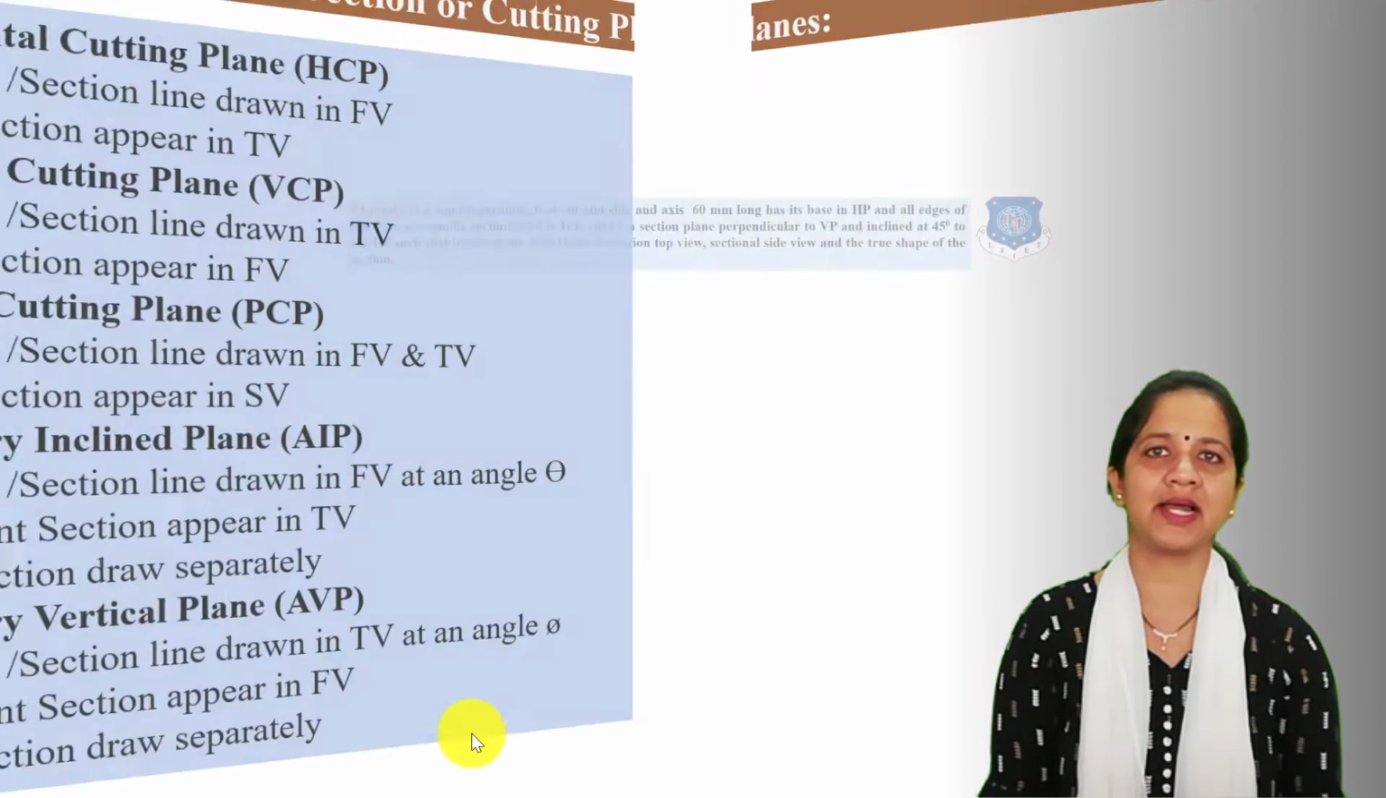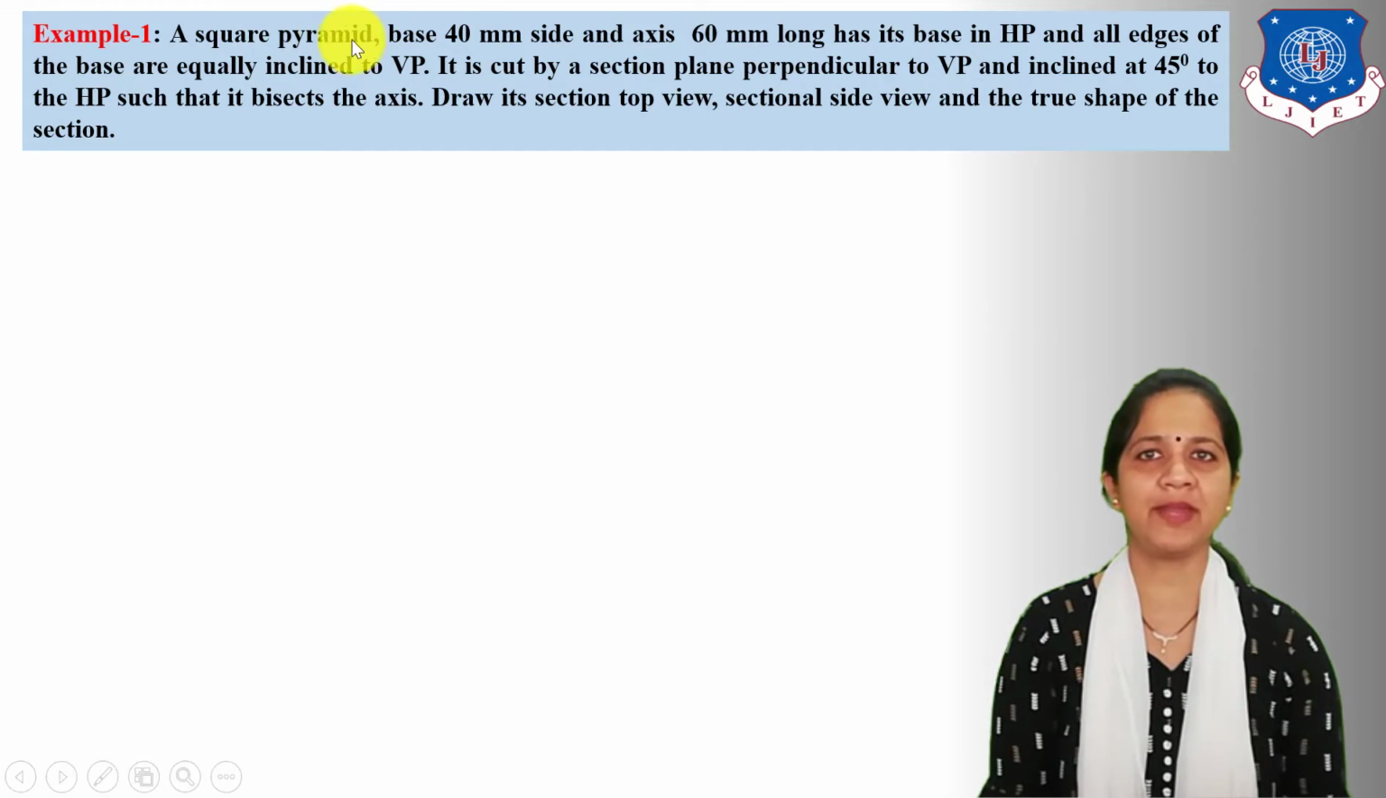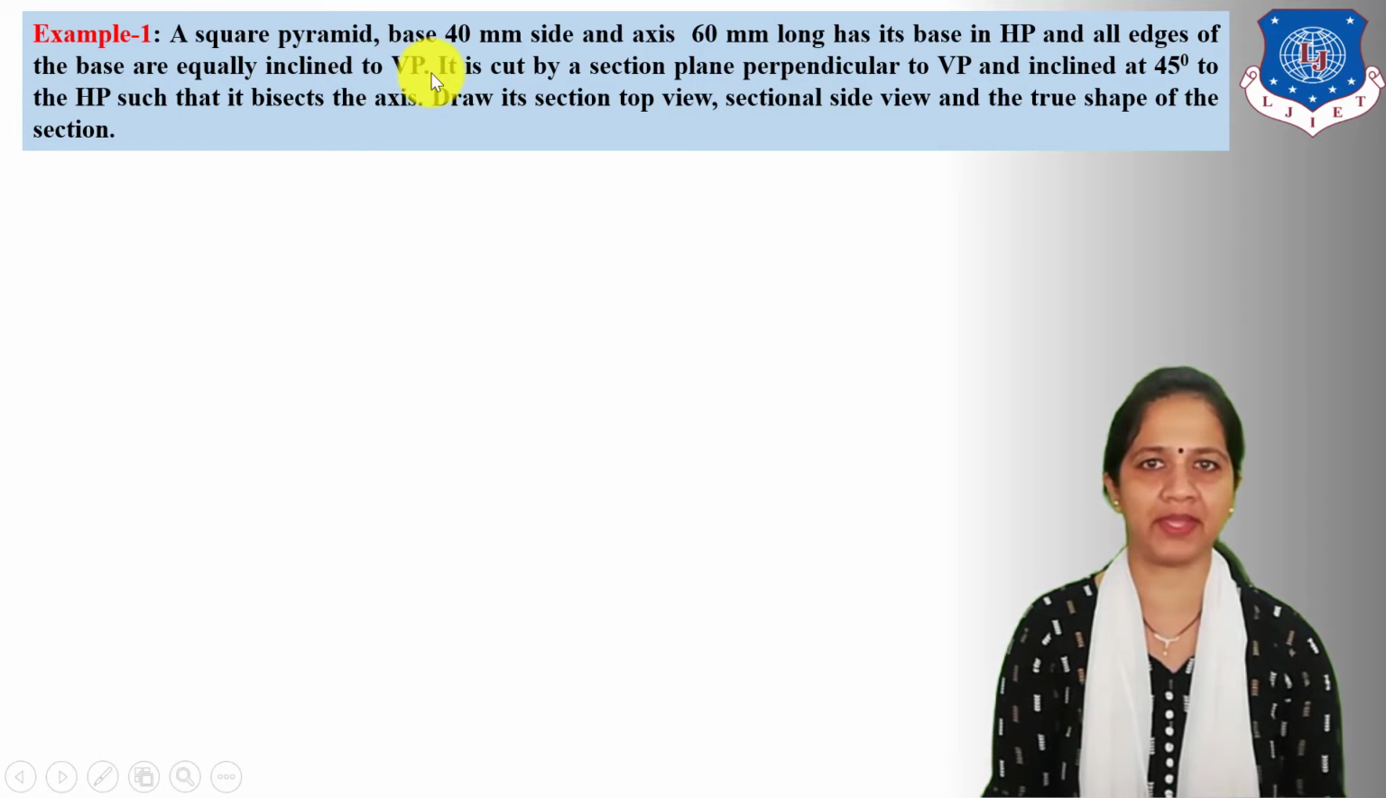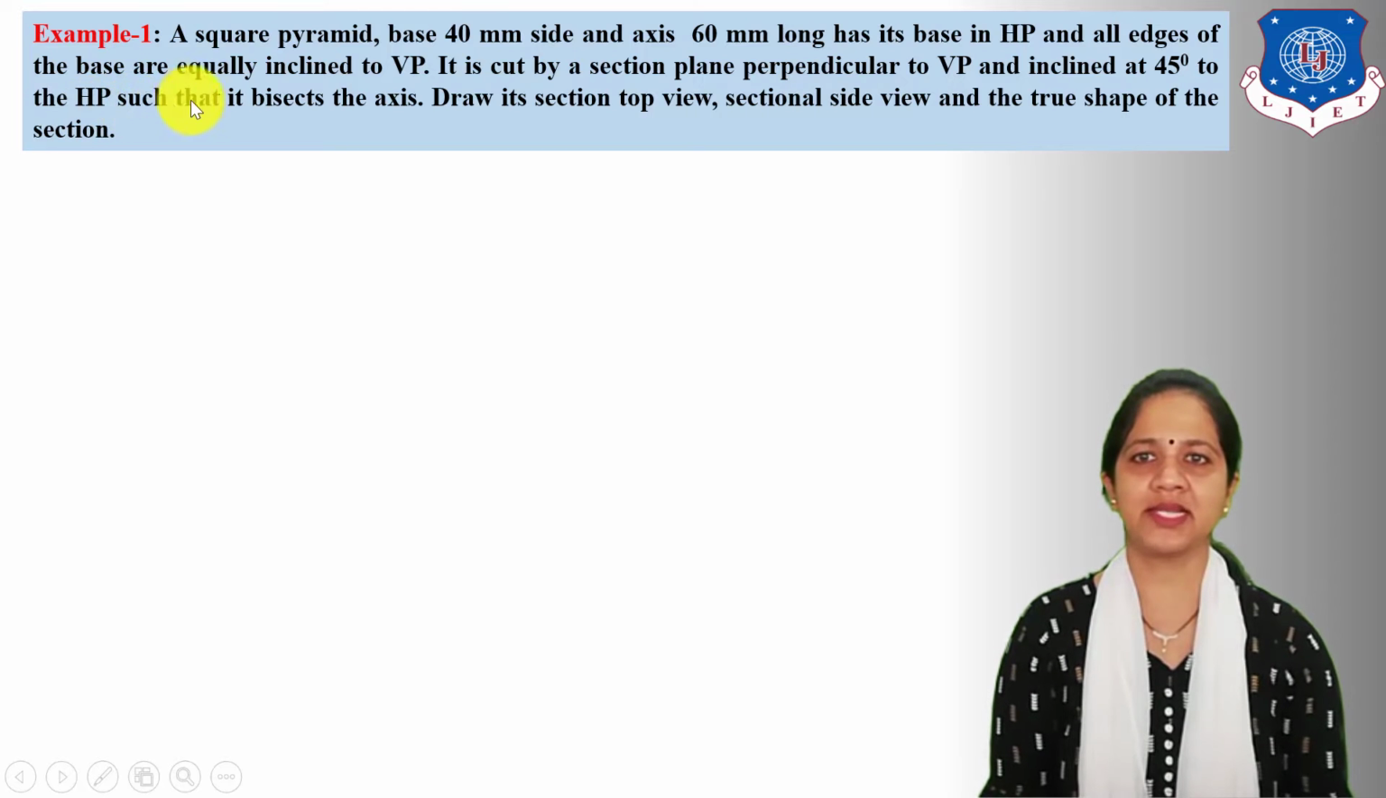Next, let us start example 1. A square pyramid, base 40 mm side and axis 60 mm long, has its base in HP and all edges of the base equally inclined to VP. It is cut by a section plane perpendicular to VP and inclined at 45 degrees to the HP, such that it bisects the axis. Draw its sectional top view, sectional side view and true shape of the section.